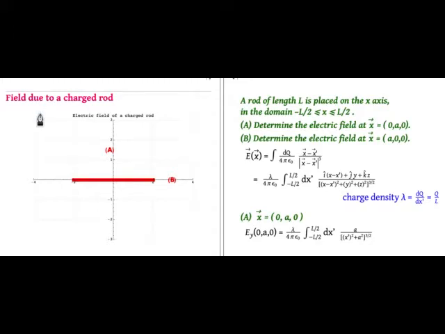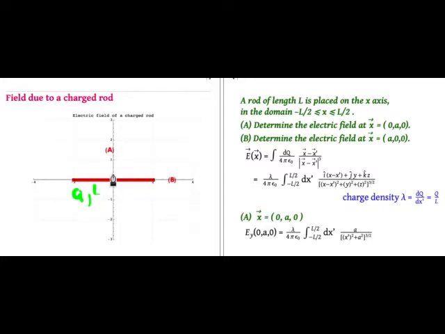The first example is the field due to a charged rod. So we have here a rod which will have some charge, let's say Q, and some length, let's say L. And now let me find the electric field at 2 points, A and B.